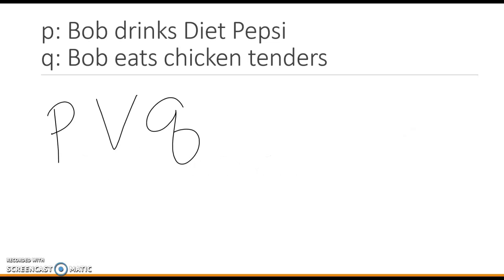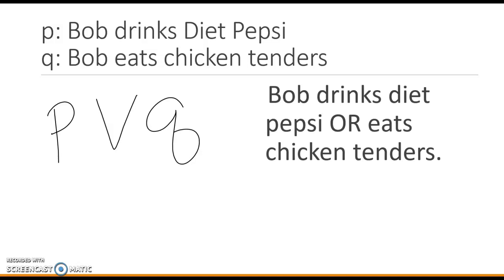Thinking through our P statement, Bob drinks Diet Pepsi, and our Q statement, Bob eats chicken tenders. If we wanted an or statement here, we would have P or Q, known by the symbol V in the middle. That's how we read P or Q. In English, we would simply say Bob drinks Diet Pepsi or eats chicken tenders. Because both parts are about Bob, I don't need to repeat his name in the second part. If it was someone else, we would want their name in there. The key there is or, because we have the symbol V.